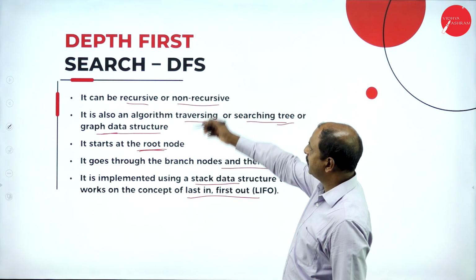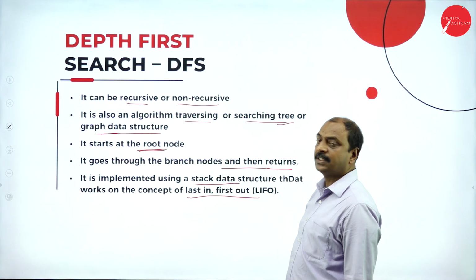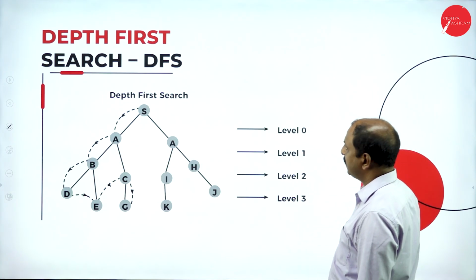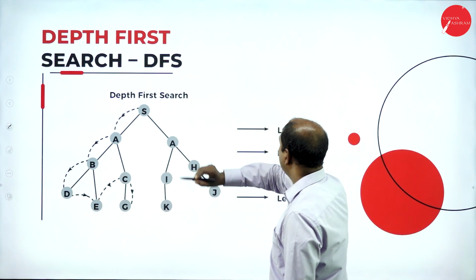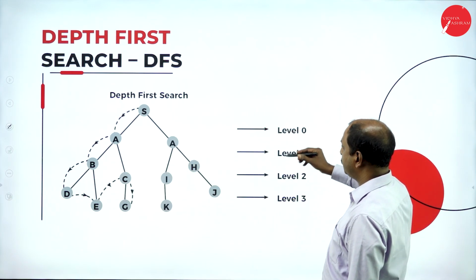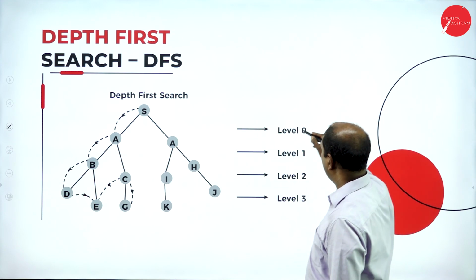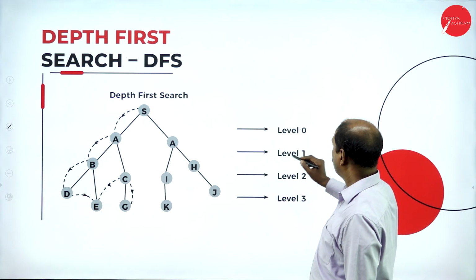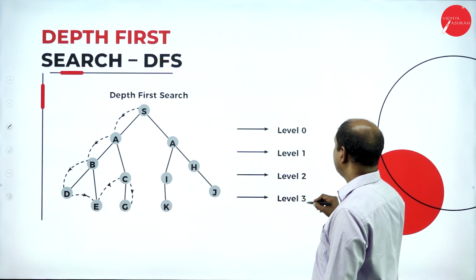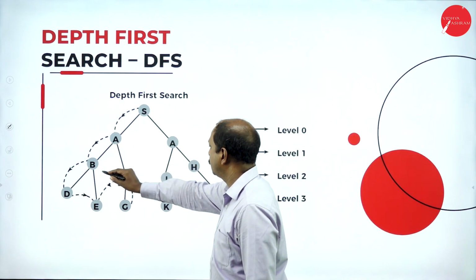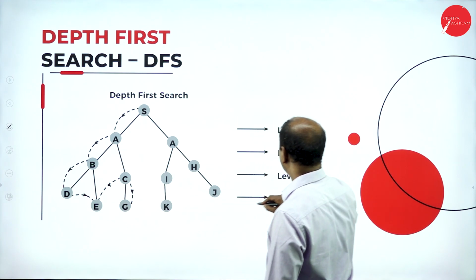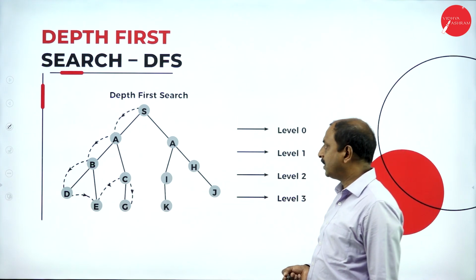See, these are the definition of depth first search. Now let us see the diagram here. So this is a tree data structure, and here we can see there are levels. Level 0, we start with 0, 1, 2 and 3. There are 3 levels in this data structure.